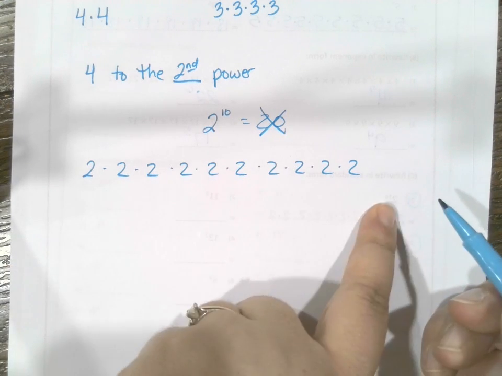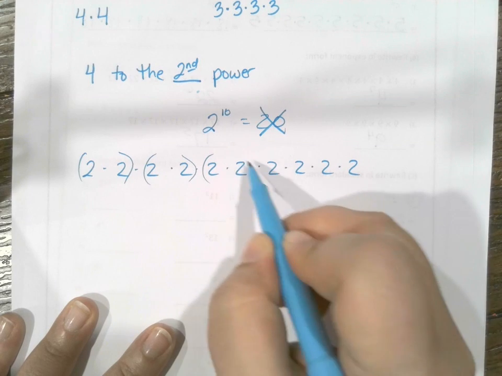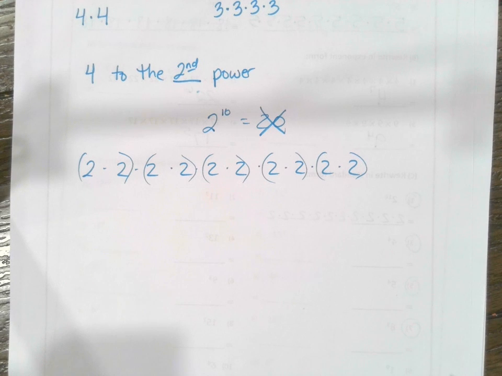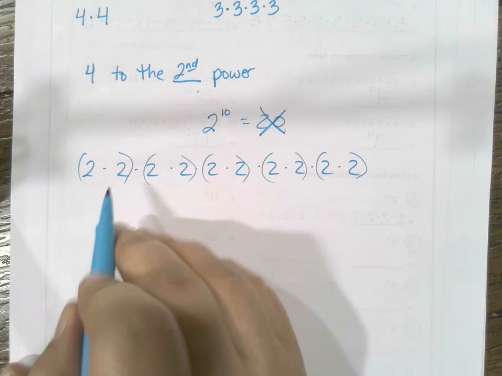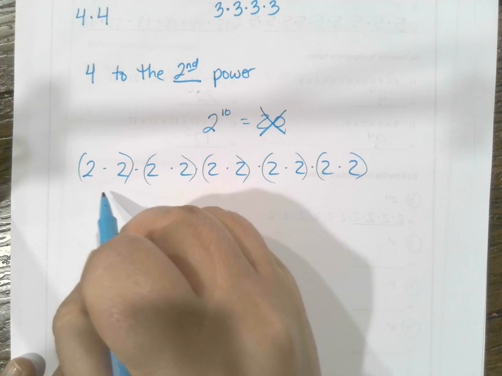You have to write it out, and then you have to multiply two numbers together at a time. I like to put parentheses around the numbers that I'm multiplying, and then write the answer either above or below it. All right, so I know that 2 times 2, which is what I'm doing in every single parentheses, is 4.